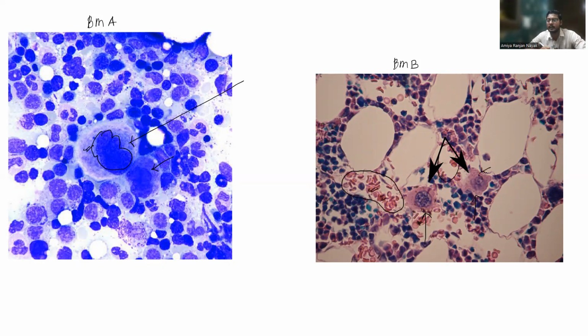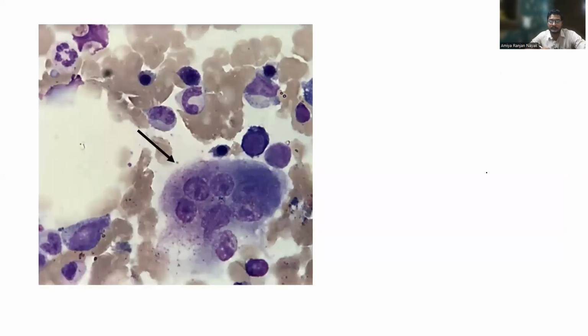Identifying megakaryocytes is important because when you study MDS and myeloproliferative neoplasms, they will have certain megakaryocytic abnormalities that we have to identify in the bone marrow images. Remember, there is always a confusion when you are initially seeing bone marrow slides, between two cells, megakaryocyte and osteoclast. So this is basically an osteoclast.